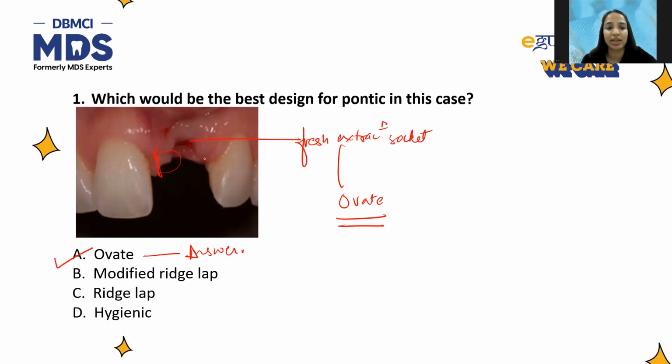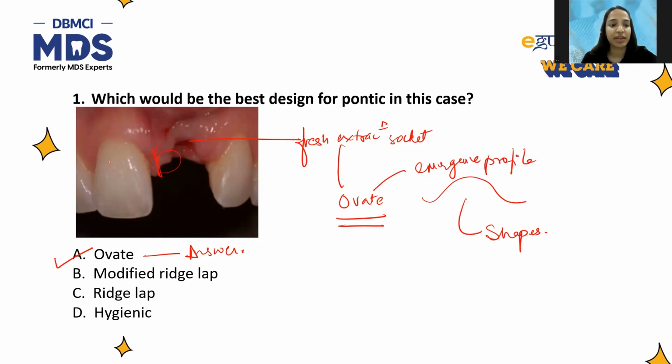The reason is that the ovate Pontic will condition and shape the tissue. So it shapes the tissue, in the healing process, according to the undersurface of the Pontic. And when that happens, you have an excellent emergence profile. Emergence profile, what does that mean? If we look at the natural tooth, can we all notice how the tooth is emerging out of the gingiva? This is called the emergence profile.